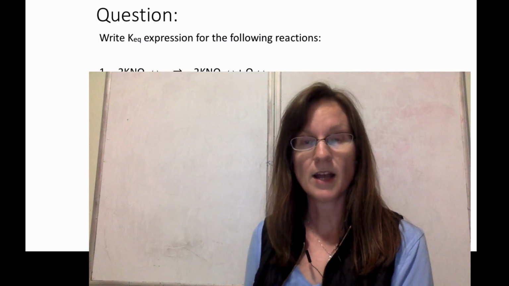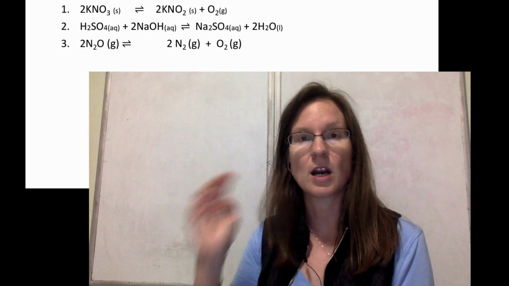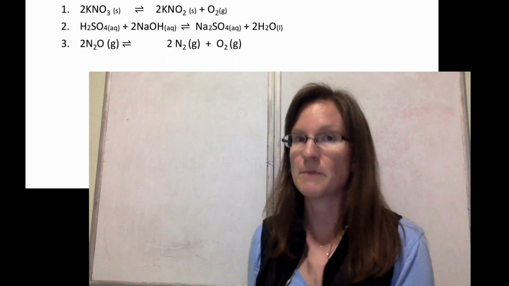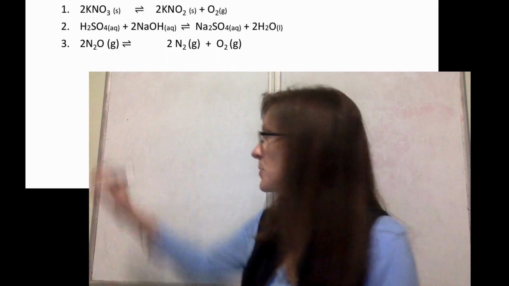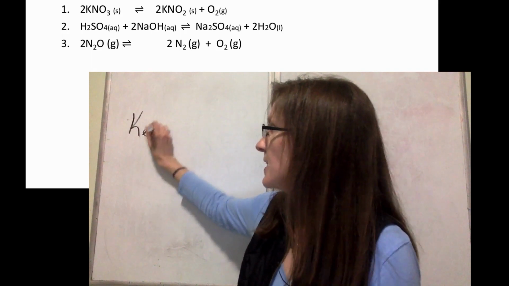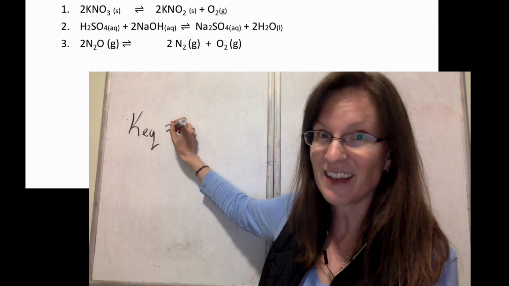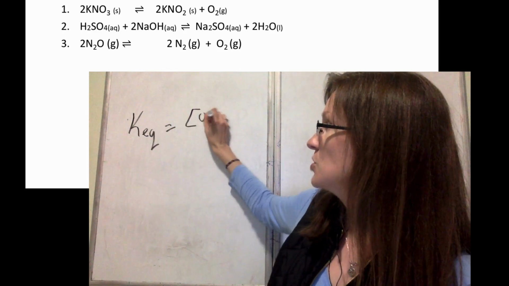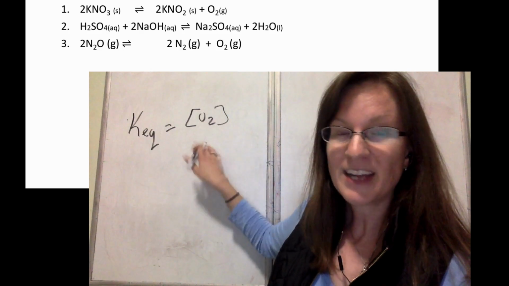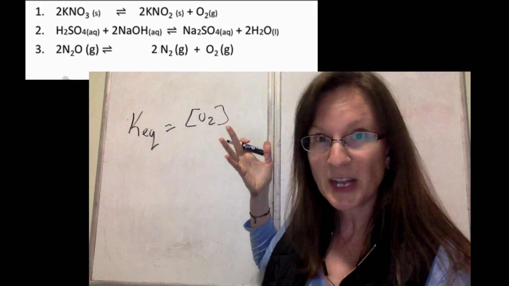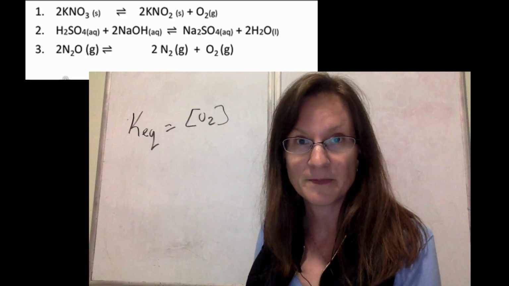So for number 1, products over reactants, again, using the rules we had before, we'd have 2 factors on top and 1 on bottom. But now seeing that solids and liquids aren't included in the expression, that means my KEQ will not equal the concentration of KNO2 because that's a solid. So it's going to equal just O2 on top, no power because no coefficient, and KNO3 on the bottom is a solid, so I don't need to include it. So KEQ is just O2 for number 1.